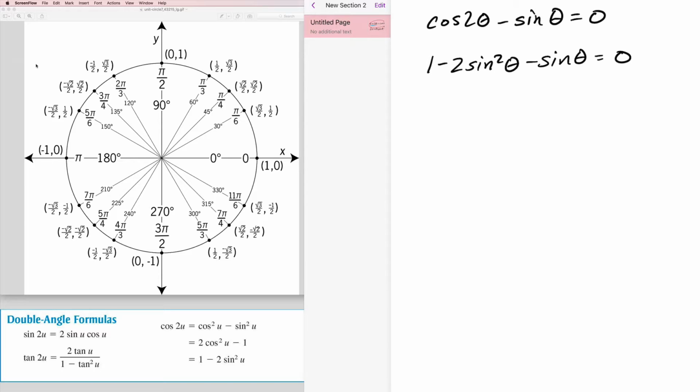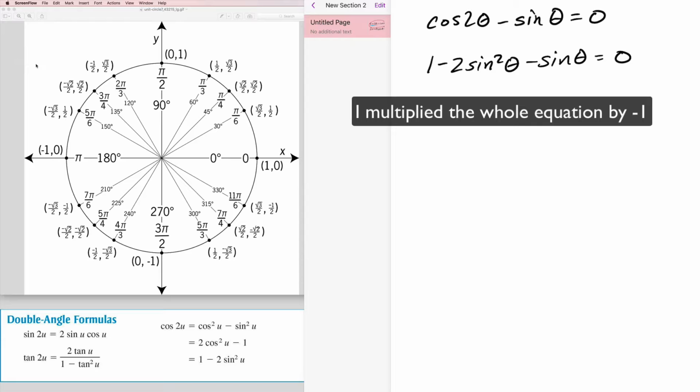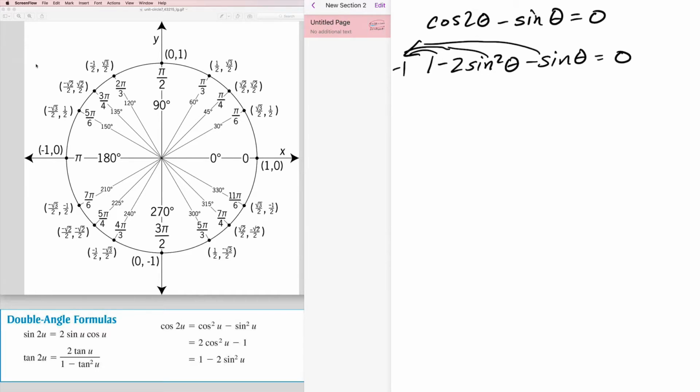So one of the things that I can do here, I'm going to do a little trickery, but this is going to make it easier for myself. I'm going to extract a negative 1 from all of these terms. What that's going to do is flip the signs of all of these. That'll make this a negative 1 times the whole expression.